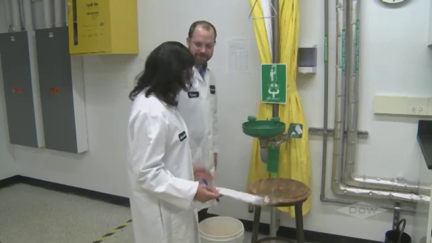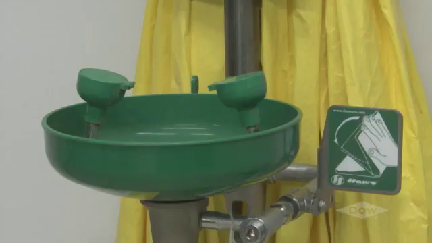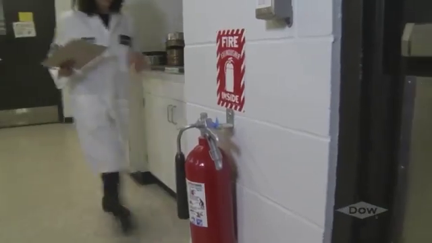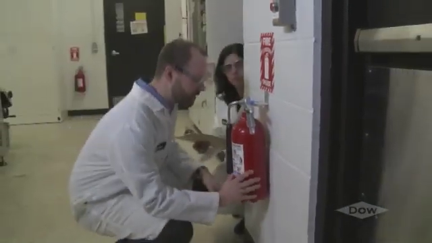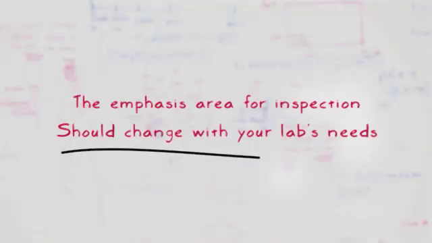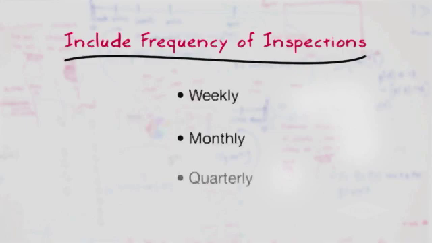For example, in the past year, their lab had some challenges with safety showers and eye baths being blocked, and that was the emphasis area. Since those are in compliance now, Amaruka and Trevor move on to the next area of emphasis, checking fire extinguishers and gas regulators. The emphasis area for inspection should change as your lab's needs and requirements change. An effective inspection program should also include timing or frequency. This ensures inspections are performed on a regular basis, such as weekly, monthly, or quarterly.